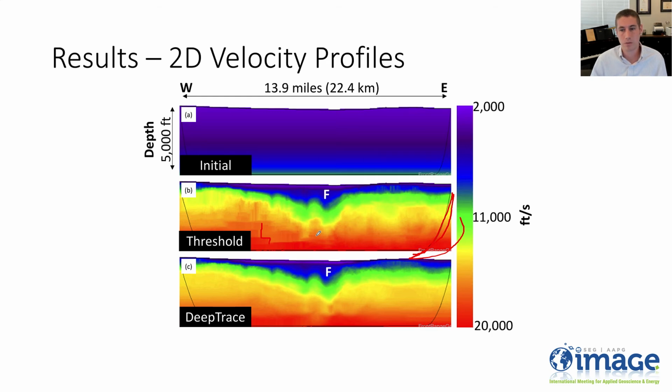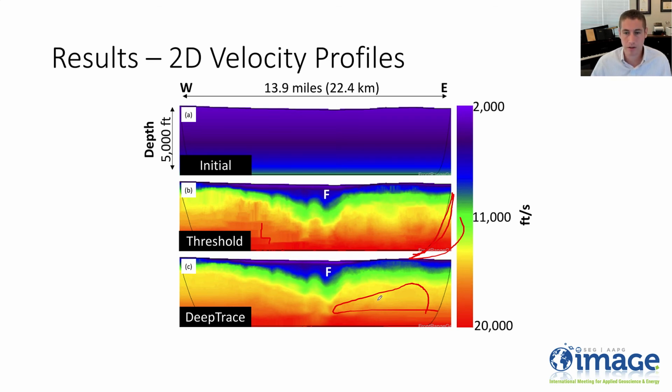This behavior is likely because the picks were placed at very different times, even on adjacent traces, when they were noisy and weren't very accurate. In general, the deep trace produced slightly slower velocities, so we can see more of the yellow here than in the threshold. It generally produced slightly slower velocities.